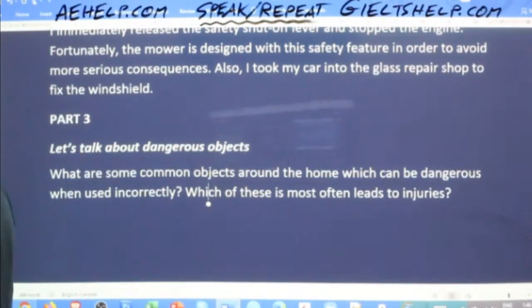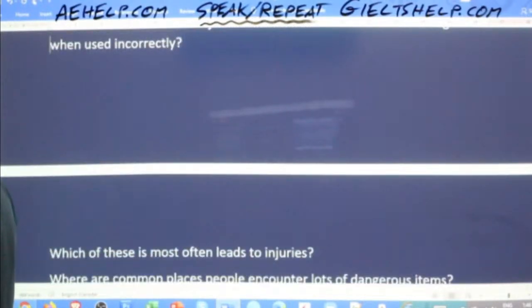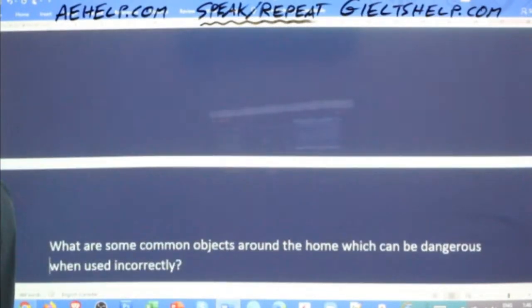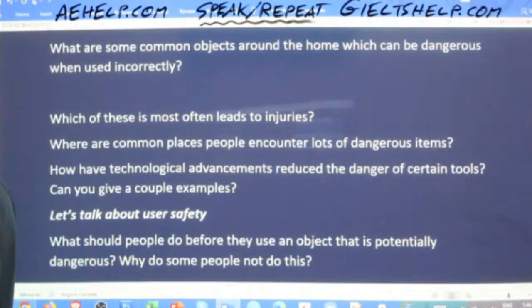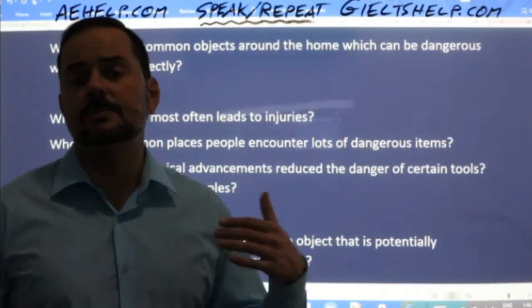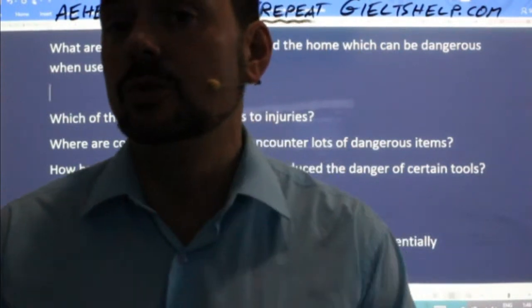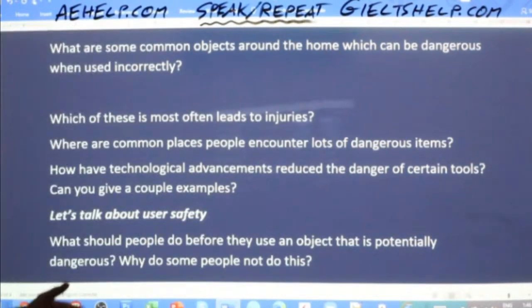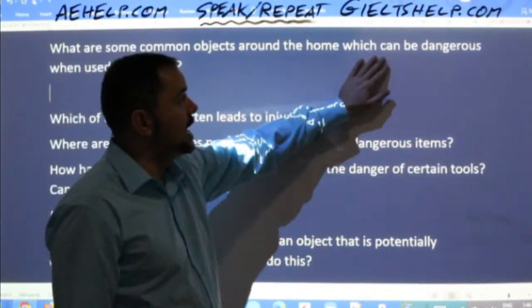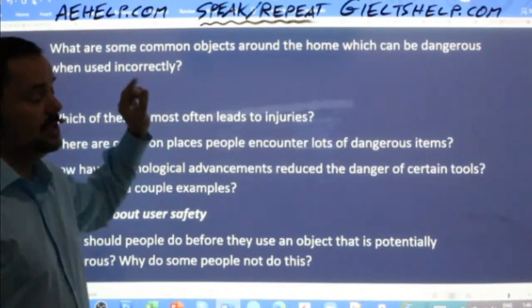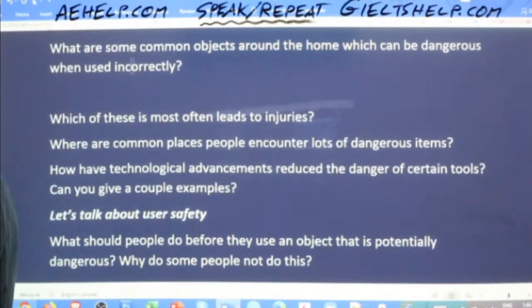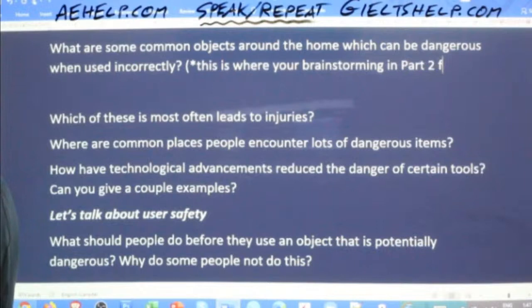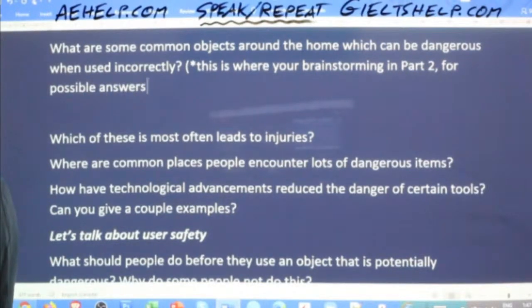Okay. So give me a nice full sentence answer for this question. Now, remember, members, to get those higher band scores, you want to make connections between your part two ideas. Okay, so what are some common objects around the home which can be dangerous when used incorrectly. This is where your brainstorming in the 1 minute preparation time is very useful, okay? So remember it here.